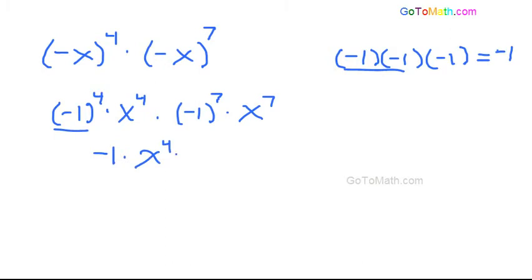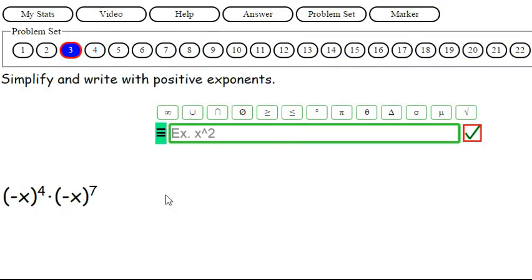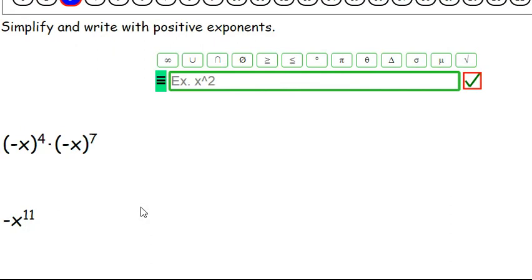And then we have x to the fourth times x to the seventh, and so we end up with x to the, right, adding both of these together, and you know, we don't want to drop the 1 here, so we end up with a negative x raised to the 11th power. Right, raised to the 11th power, negative x raised to the 11th power.